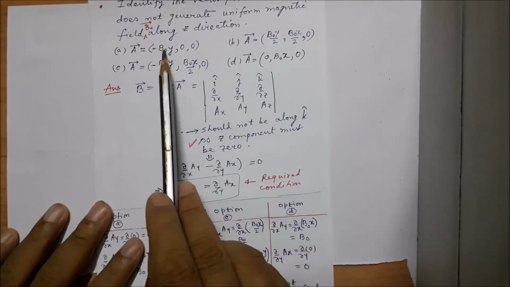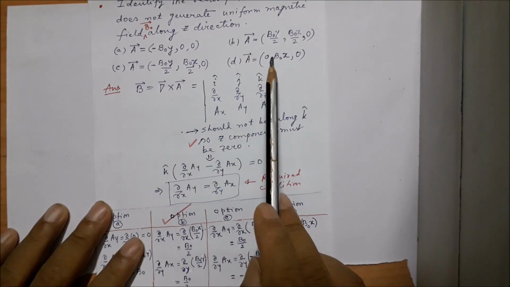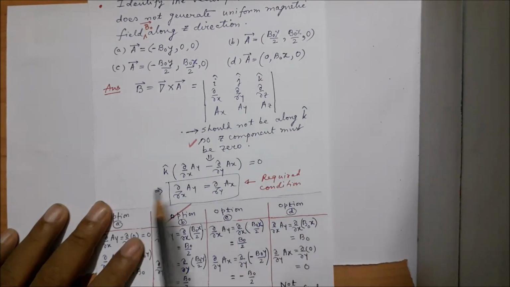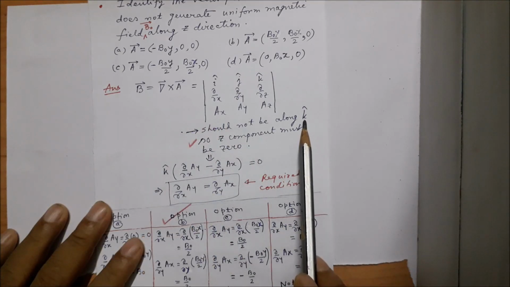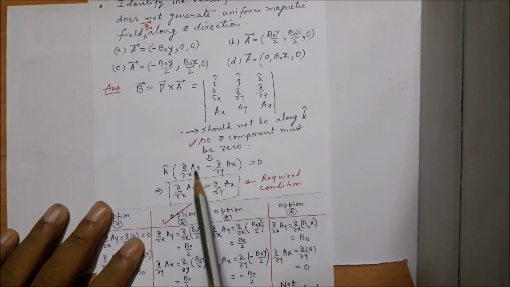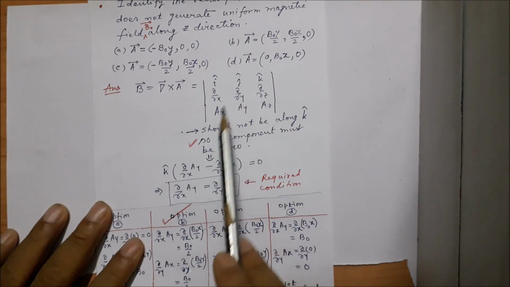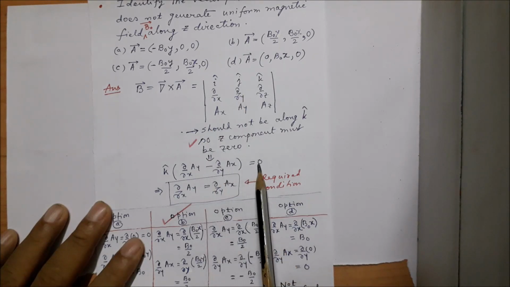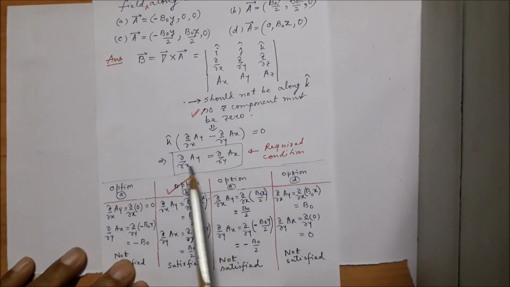There are four options, and this is Ax, this is Ay, Az. Similarly, we have Ax, Ay and Az and so on. Now B should not be along k cap, so the k component or z component should vanish. Now the z component is del Ay by del x minus del Ax by del y. So this one should be 0. In other words, these two should be equal.